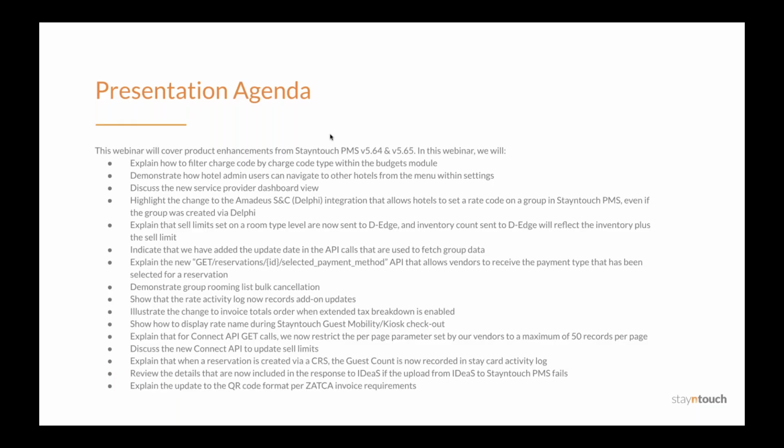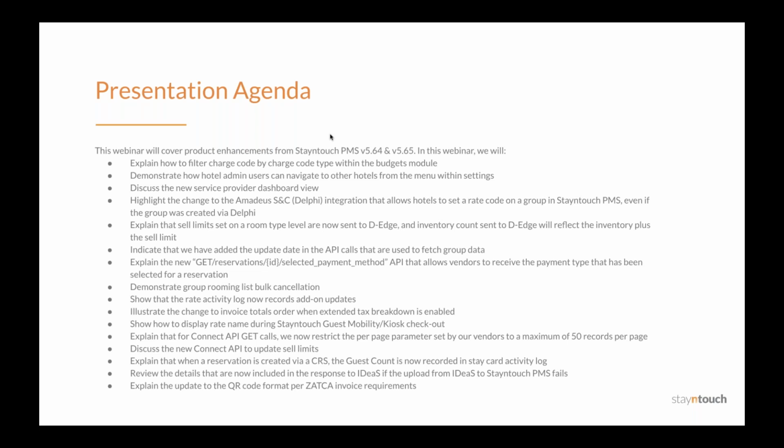Today's presentation will cover how you can get the most out of the Stayntouch PMS version 5.64 and version 5.65 product releases. In this webinar, we will explain how to filter charge code by charge code type within the Budgets module, demonstrate how hotel admin users can navigate to other hotels from the menu within Settings, discuss the new service provider dashboard view, highlight the change to the Amadeus S&C or Delphi integration that allows hotels to set a rate code on a group in Stayntouch PMS, even if the group was created via Delphi.